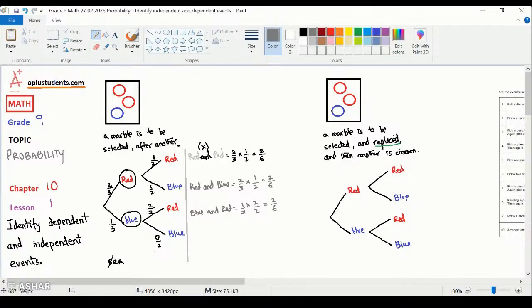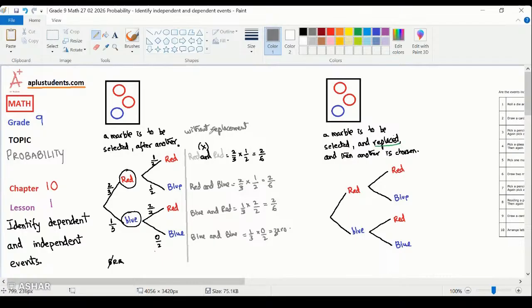But what should be the probability of blue and blue? Can we take out blue and blue without replacement? This was 1 upon 3 into 0 upon 2. That means the probability of finding it is 0. This case was without replacement.